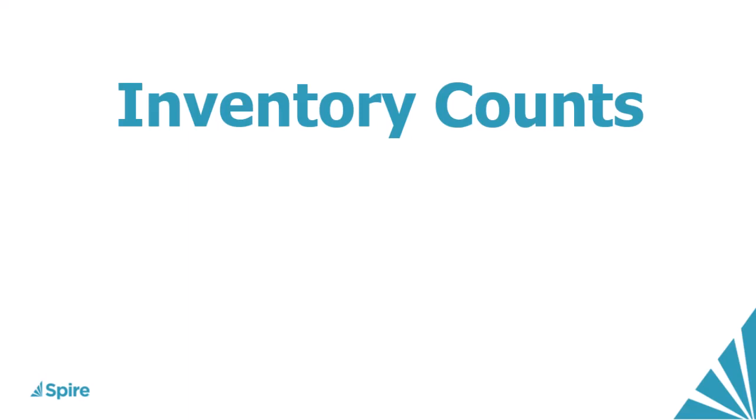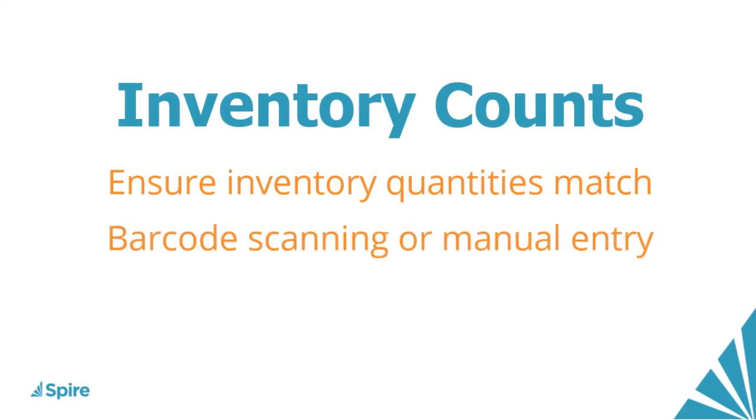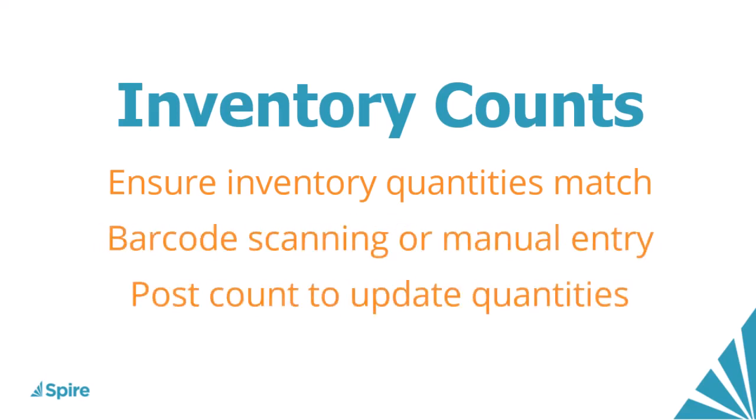Inventory counts are done regularly but infrequently to ensure that actual inventory quantities match the values stored in the data. Spire helps make this process efficient by allowing counts to be performed with a barcode reader or by entering counts manually, and then posted to update quantities on hand and accounting amounts.